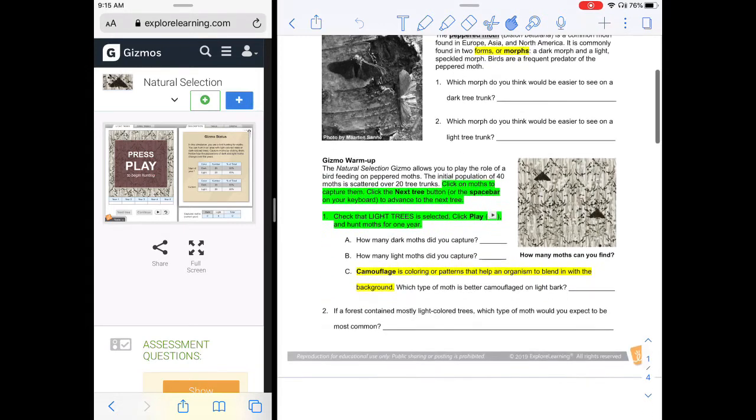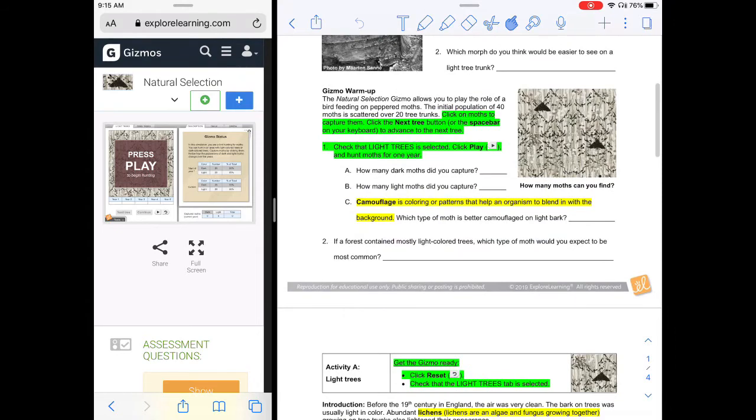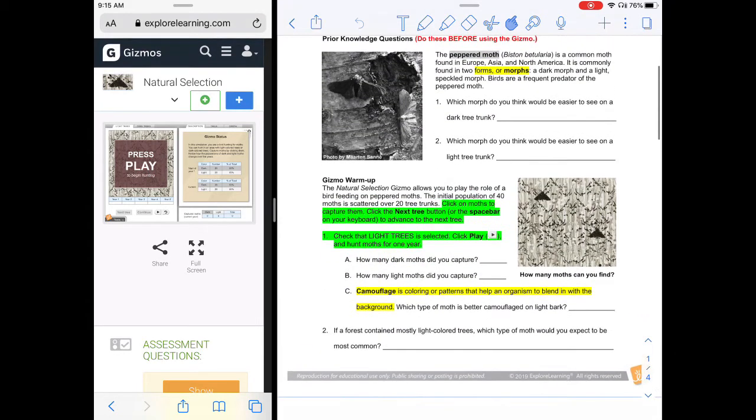Then we're going to move into the gizmos warm-up. And usually this is just a chance for you to practice using some of the tools on the gizmo to help you get started. So this gizmo is going to allow you to play the role of birds feeding on peppered moths. The initial population of 40 moths is scattered over 20 tree trunks. Click on the moths to capture them. Then you're going to click next tree, or if you are using a computer, you can use the space bar to advance to the next tree.